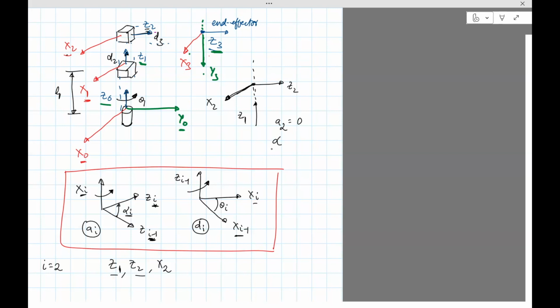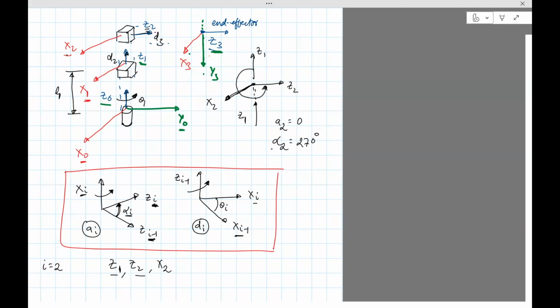Similarly, if you want to compute alpha 2, that will be the angle from Z1 to Z2 along X2. For all practical purposes, Z1 is here, and we need to compute the angle between Z1 and Z2 along X2. Now the issue is, if you see this figure, you need to go from Z1 to Z2. Look at how the angle is. It's counterclockwise from Z1 to Z2. So if you want to go counterclockwise, you have to go this way. So this angle is 270 degrees. Okay, it's not 90 degrees.